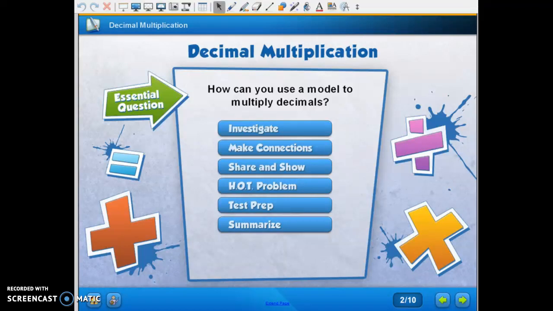Okay, today we're going to look at decimal multiplication. We are going to model decimal multiplication, so we're going to be doing some diagrams with our multiplication today. This is lesson 4.6.